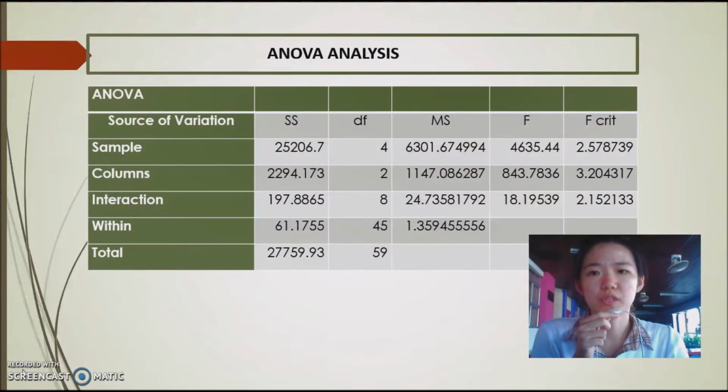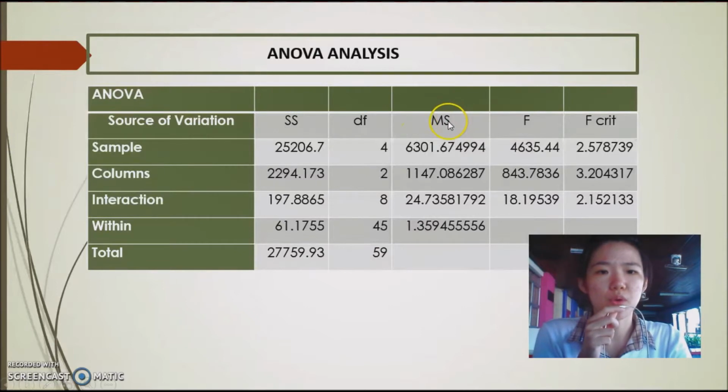So now I will proceed with the ANOVA analysis. Here the sample represents the type of liquid. The column represents the size of hole, and the interaction is between the type of liquid, which is the sample, and the column, which is the size of hole. The SS here represents the sum of squares with a total of 27759.93, and the degrees of freedom is the DF. MS is the mean square, where the F value will be compared with F critical to determine whether we will reject or accept our H0, which is the null hypothesis.